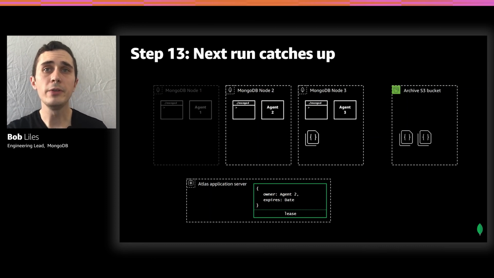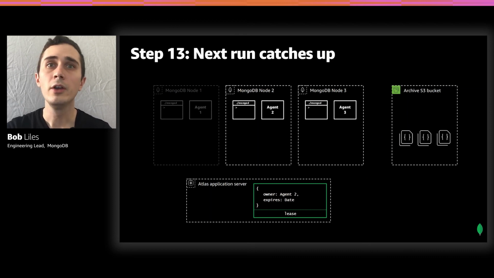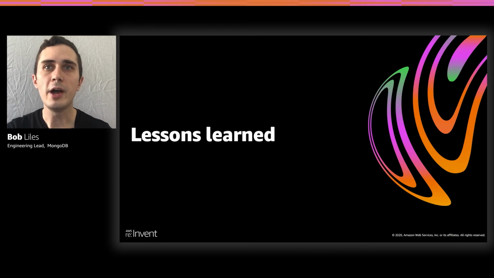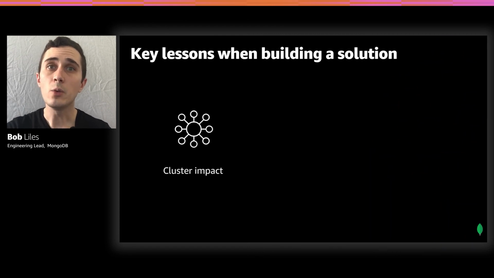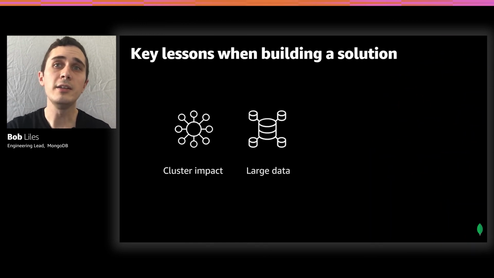Handling failure was a major consideration in designing this system, but there are many other lessons that we learned in the process of building Online Archive. First, we learned that we needed to design a process that minimized noticeable impact on the cluster. And I'll expand on some of the strategies we took to accomplish this in a moment. It was also important to understand how the system would handle large amounts of data. Many workloads that lend themselves to Online Archive will have already accumulated gigabytes or terabytes of data eligible for archiving, and we needed to design something that could handle the initial load of archiving such a large amount of information.